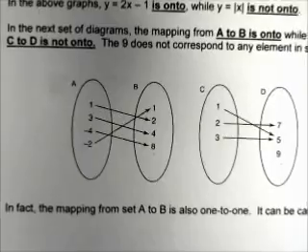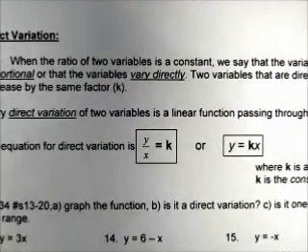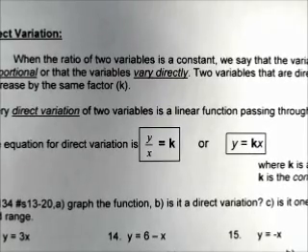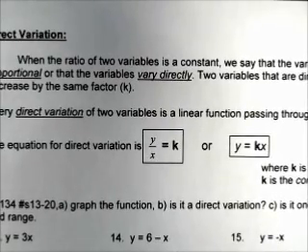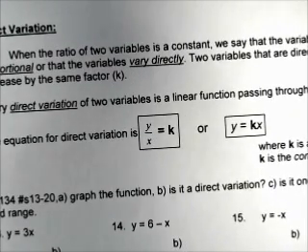Now we're skipping pages 7 and 8 and going to page 9. So turn to page 9. Direct variation. When the ratio of two variables is constant, we say the variables are directly proportional, or that the variables vary directly. Two variables that are directly proportional increase or decrease by the same factor k.